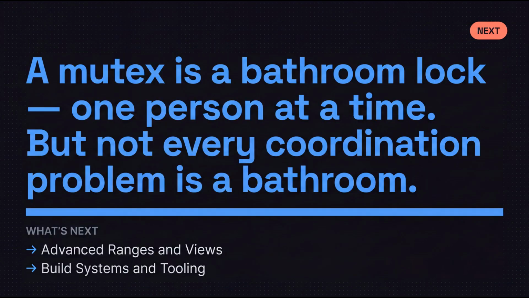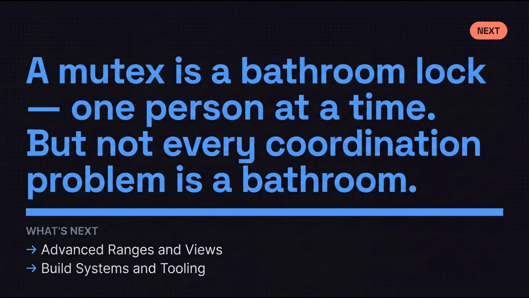Here's the key takeaway. A mutex is a bathroom lock. One person at a time, everyone else waits. But not every coordination problem is a bathroom. Some problems need a reader-writer lock. Some need a bouncer counting how many people are inside. Some need a starting gate where everyone waits until the whole group is ready. Match the primitive to the problem.